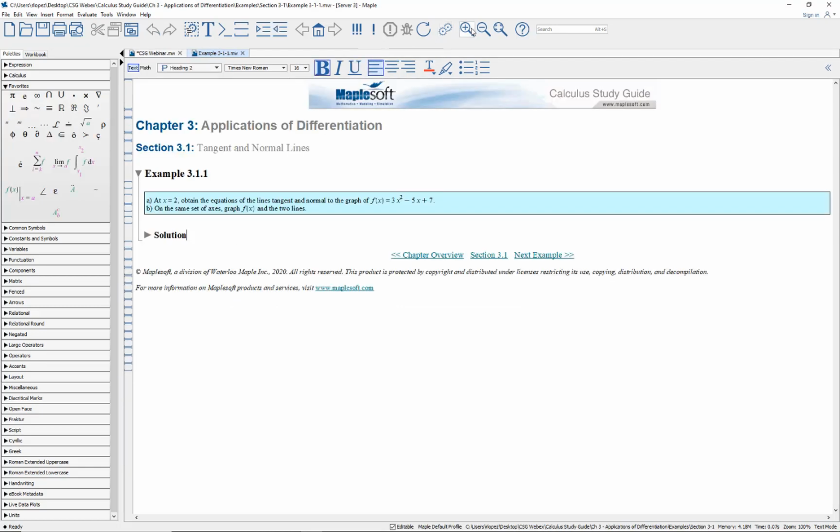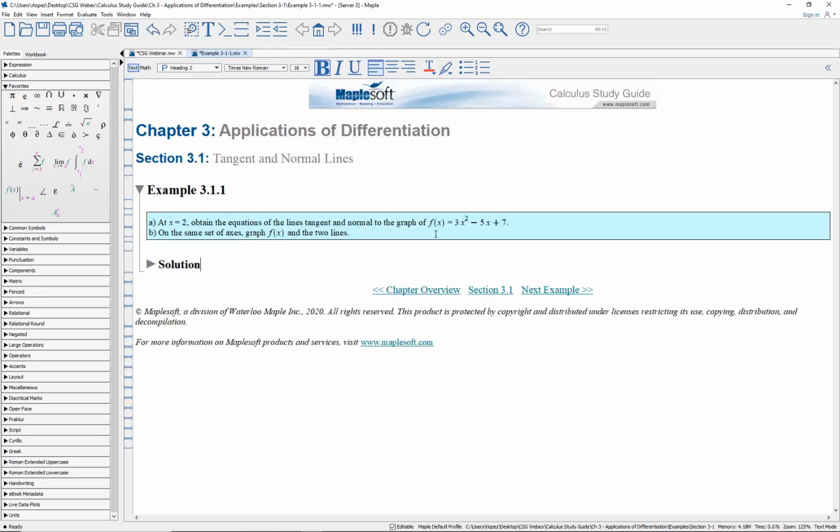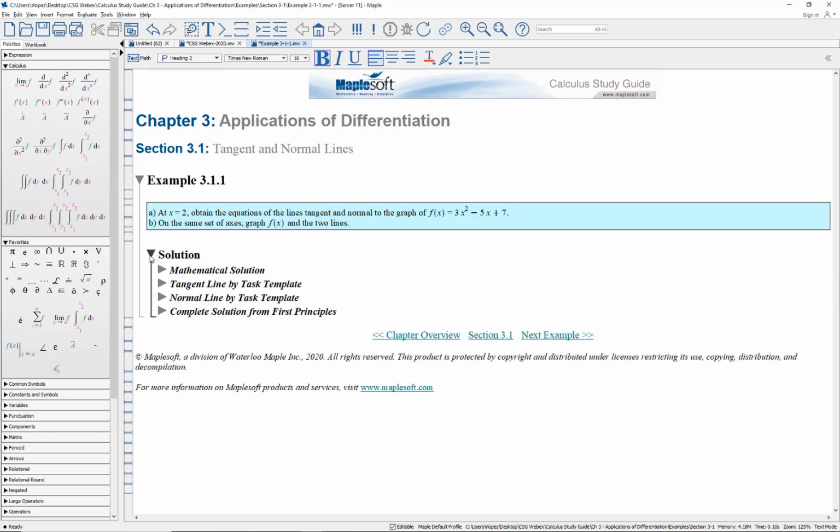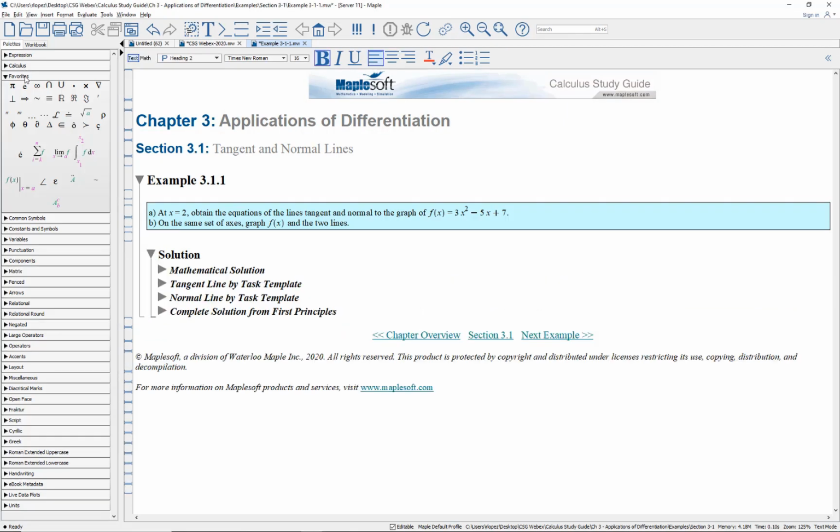The particular example has us look at the graph of this quadratic function, and at a particular point, x equals 2, obtain the equations of the tangent and normal lines and draw the graph of the function and these lines. Let's take a look at the solution that's provided.